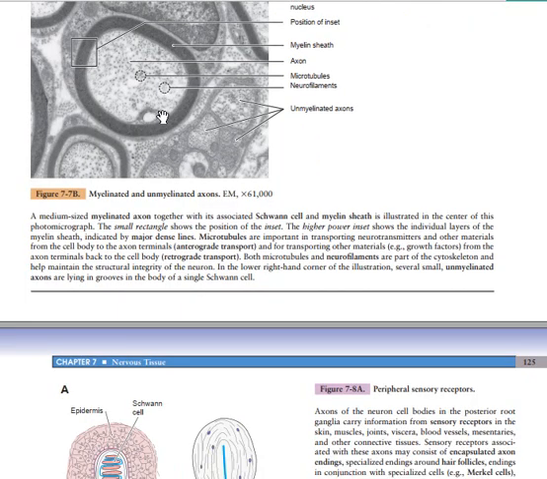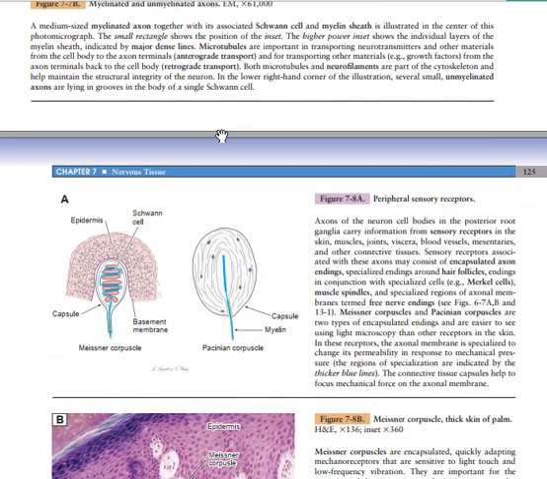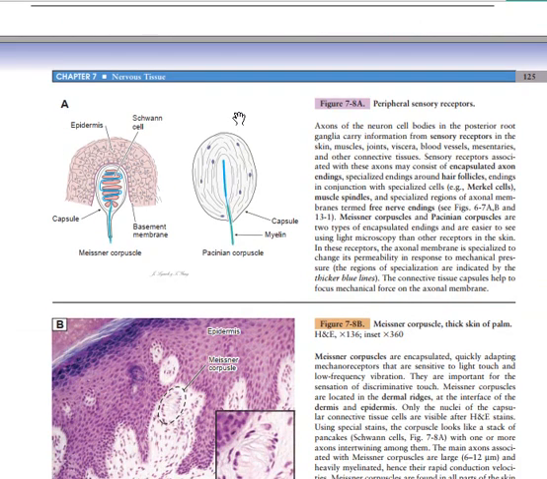cell. Now in contrast, this one is unmyelinated because you have a central nucleus of the Schwann cell. This is the membrane of the Schwann cell, and then you have multiple unmyelinated axons at the periphery of the Schwann cell cytoplasm.